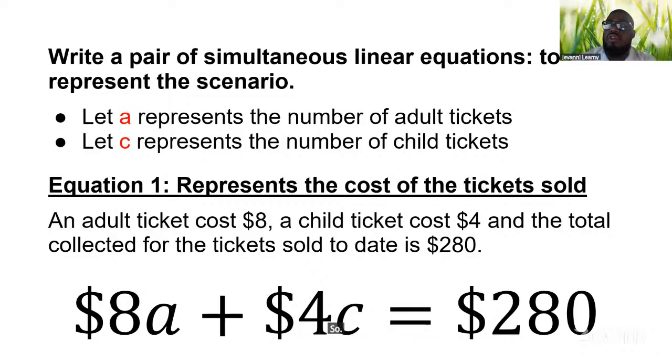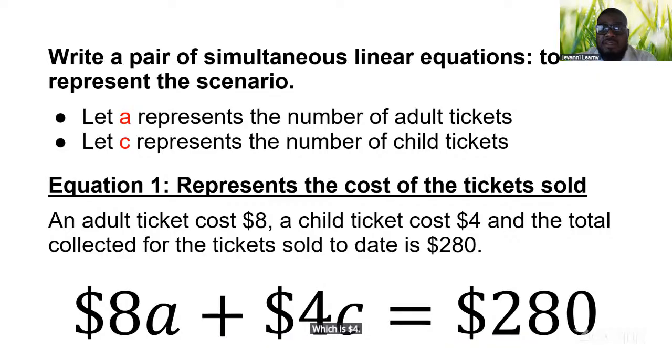So we are showing you that you don't always have to use X and Y, depending on the question and how the question is structured. Now, the first equation will represent the cost of tickets sold. Remember that one adult ticket costs $8. This is why you're seeing 8 multiplied by A. And you will add that value to the cost of one child's ticket, which is $4.